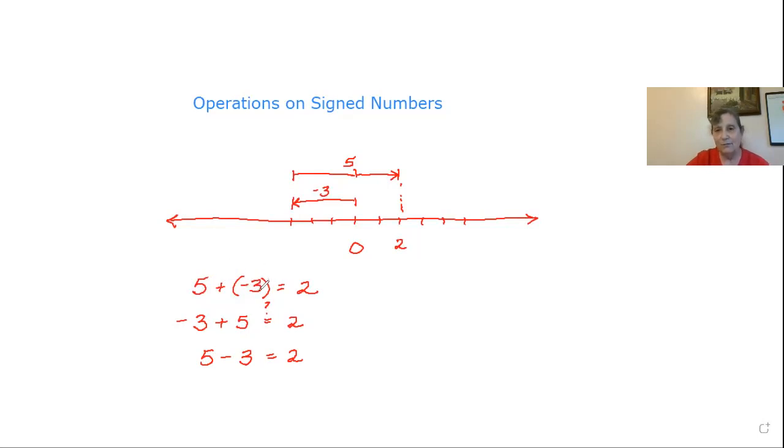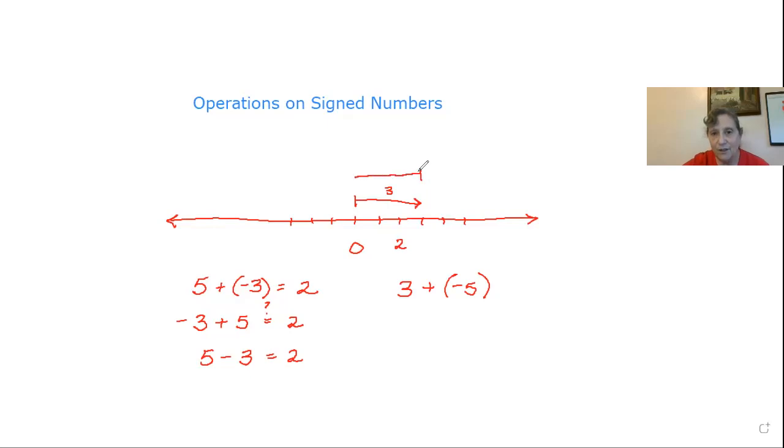We'll talk in a minute about what happens when you subtract a negative number. Now, what if we'd had a +3 added to a -5? What if we went 3 units to the right and then 5 units to the left? Okay, 1, 2, 3 to the right, and then 5 to the left.